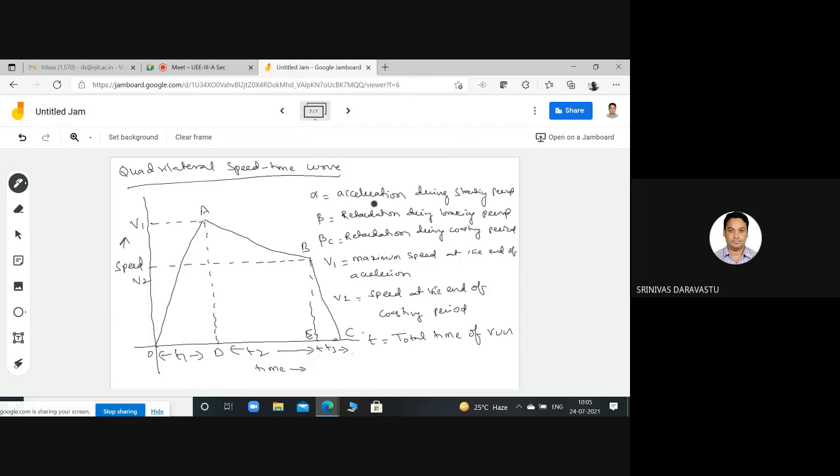So here alpha is the acceleration during the starting period, beta is the retardation during the braking period, and beta C is the retardation during the coasting period. V1 is the maximum speed at the end of the acceleration period, and V2 is the speed at the end of the coasting period. T1 is the time of the acceleration period, T2 is the time of the free running or coasting period, and T3 is the time of the braking period, and capital T is the total time of run.